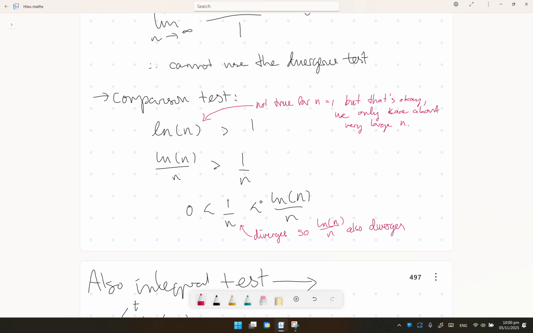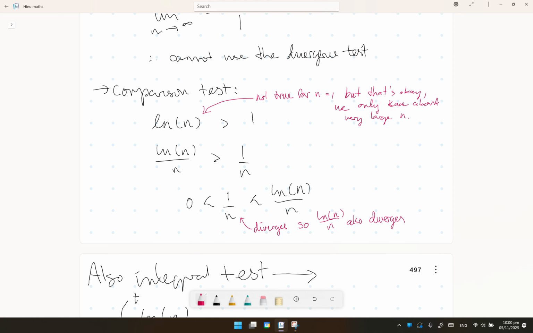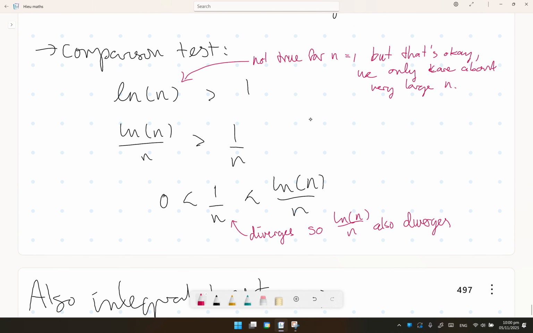And so again, let's rearrange this into the form that we know. 0 is smaller than 1 over n, which is then smaller than ln of n over n. And therefore, we know that 1 over n, same thing as 1 over x, we can do the integral test from 1 to infinity of this. And this gives us divergent, because if p is less than or equal to 1, then it's divergent. So the smaller one is divergent, and therefore the larger one is also divergent.